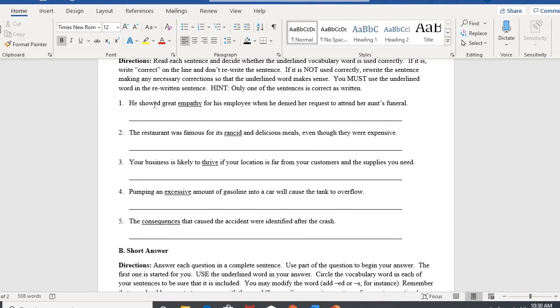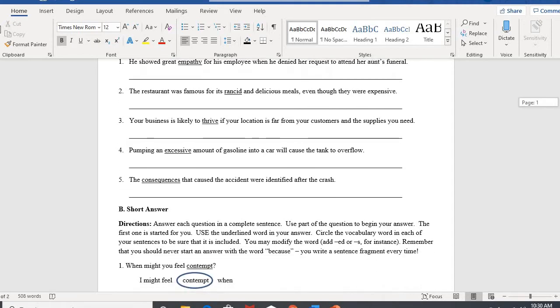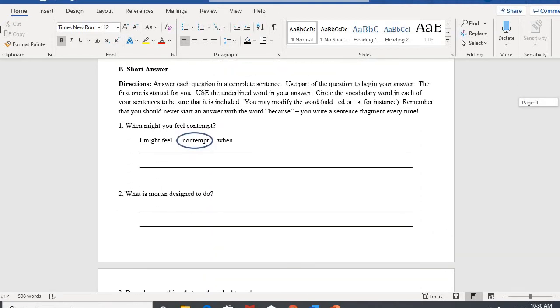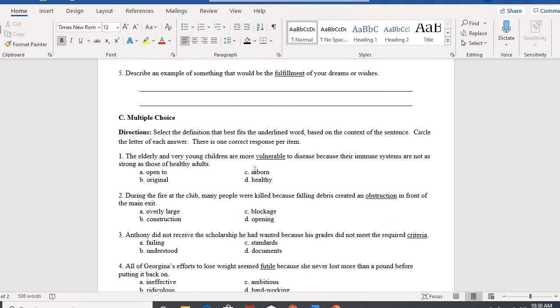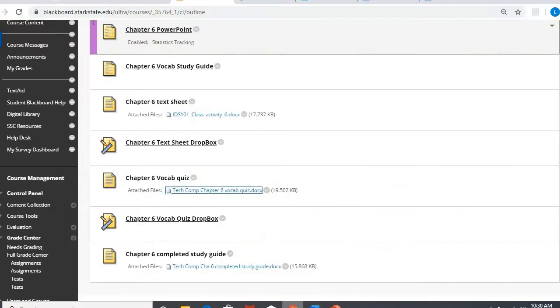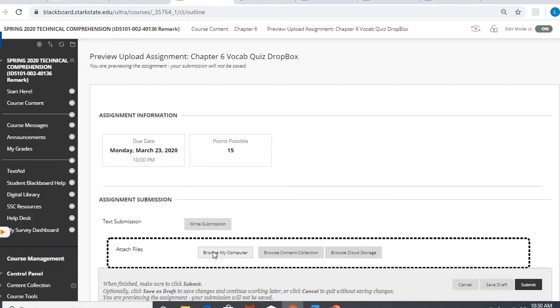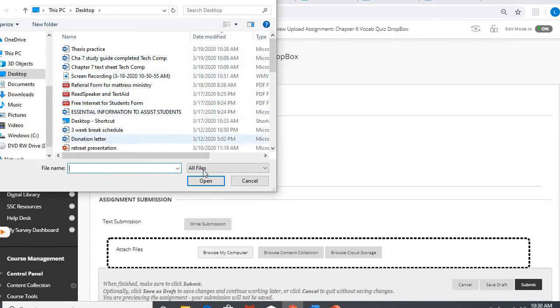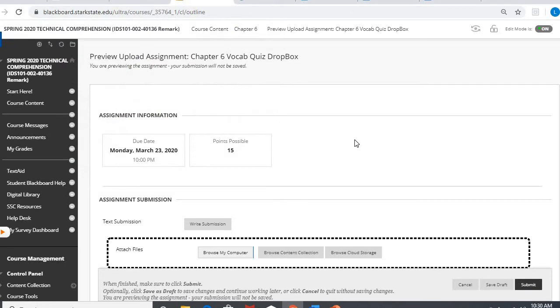Remember, you are just either typing or printing out in handwriting and sending me pictures, or you're typing and uploading, whatever is most comfortable for you. The correct or incorrect, short answer, and then for multiple choice, you can just highlight your answer. So that's the quiz, and then if you are, in fact, typing and putting it into a Dropbox, the Dropbox is right underneath that, where you would click, browse your computer, find where you saved it, click open, and then submit. So Chapter 6 vocabulary quiz due 10 o'clock this evening, which is Monday, March 23rd.